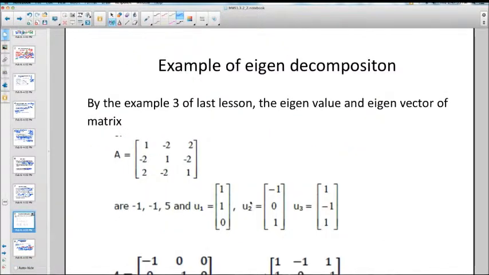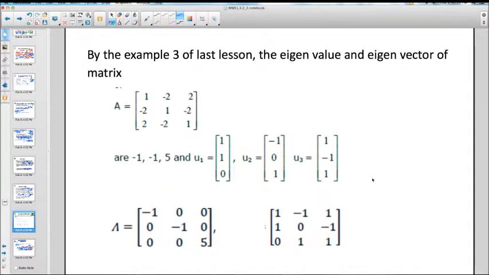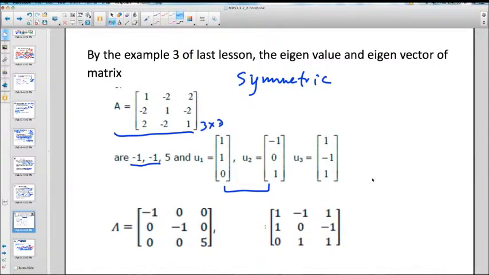Let's look at an example that we worked on before. I think it's in the last hour. A is a 3 by 3 matrix. It's not defective because it's symmetric. You remember, any symmetric matrix is not going to be defective. It's guaranteed to give you enough eigenvectors. Since it's symmetric, we have a repeating eigenvalue associated with 2 eigenvectors, and a single eigenvector associated with the 5.